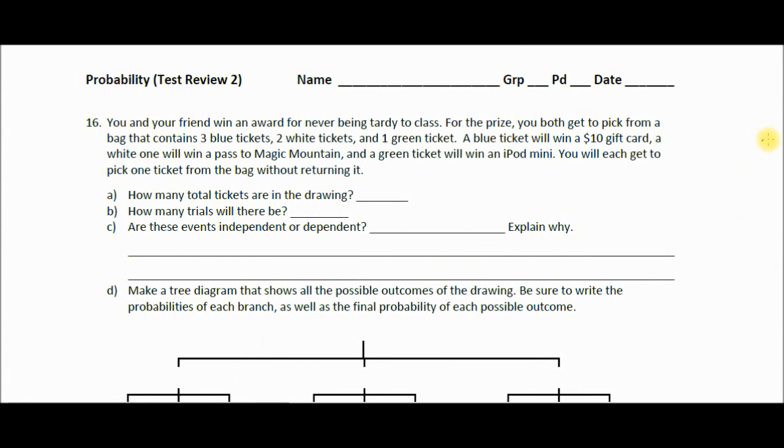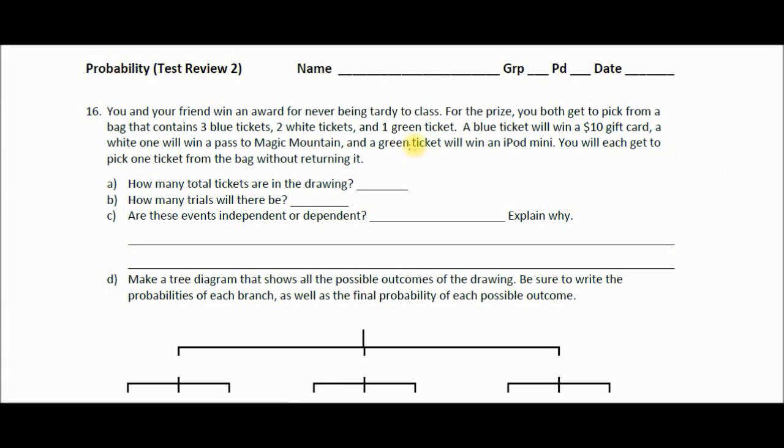All right, let's begin to tackle the tree diagram. Number 16. You and your friend win an award for never being tardy to class. For the prize, you both get to pick from a bag containing 3 blue tickets, 2 white tickets, and 1 green ticket. A blue ticket will win a $10 gift card, a white one will win a pass to Magic Mountain, and a green ticket will win an iPod mini. You will each get to pick 1 ticket from the bag without returning it.